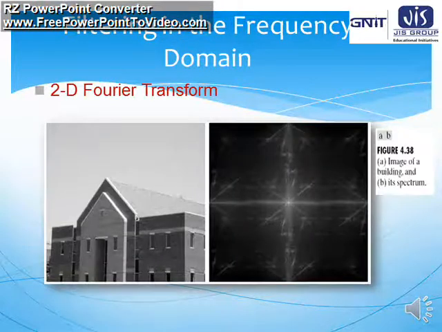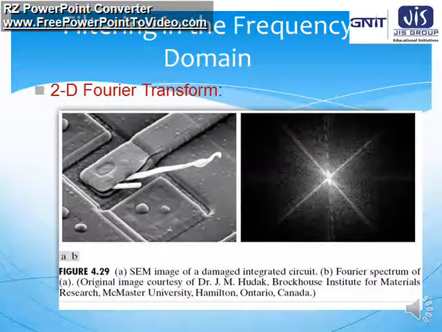Moving forward to the next slide, we can see again filtering in the frequency domain using the 2D Fourier transform. In the first image, we can see some portions of damaged integrated ICs, and the next image is the Fourier spectrum of this damaged integrated circuit, showing peaks. So the second image is nothing but the Fourier spectrum of the first image.